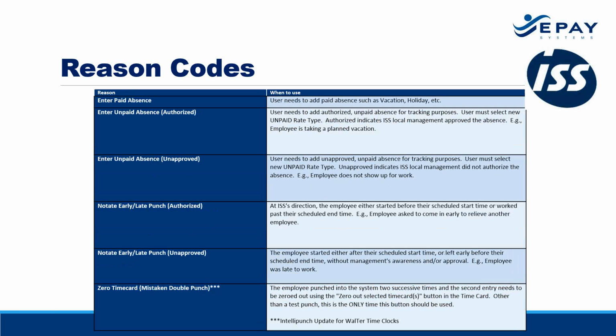These are actual codes that we've created for certain scenarios. For example, the first one, enter paid absence. If you ever want to use the system more to your advantage, where you want to track scenarios where someone was supposed to work but simply did not work, but they are due paid absence, you can go in there, key in time, and use the reason code of paid absence. Same thing with the enter unpaid absence.